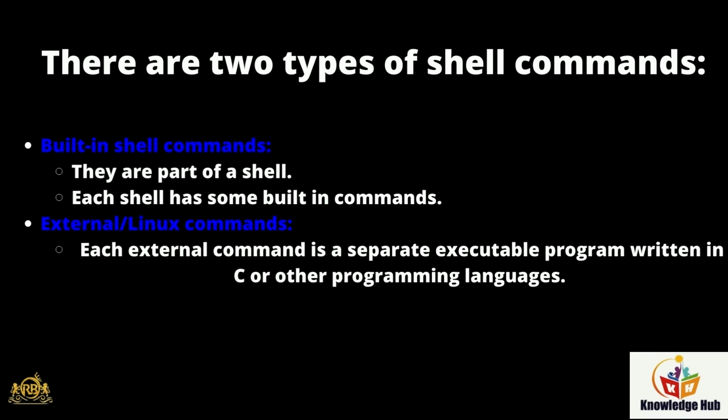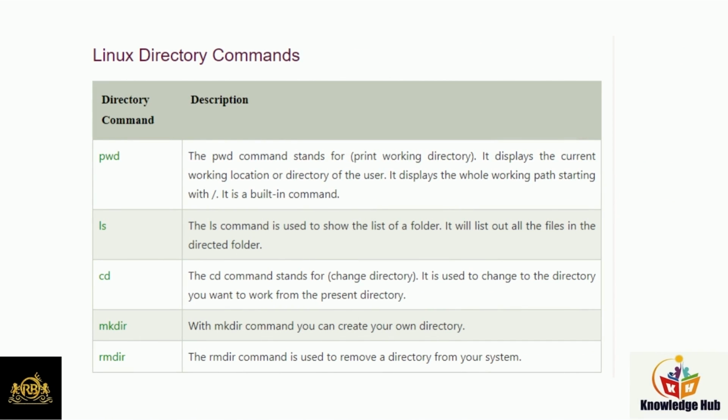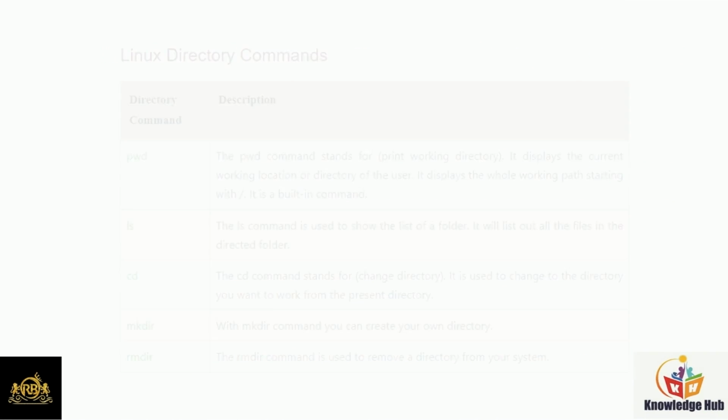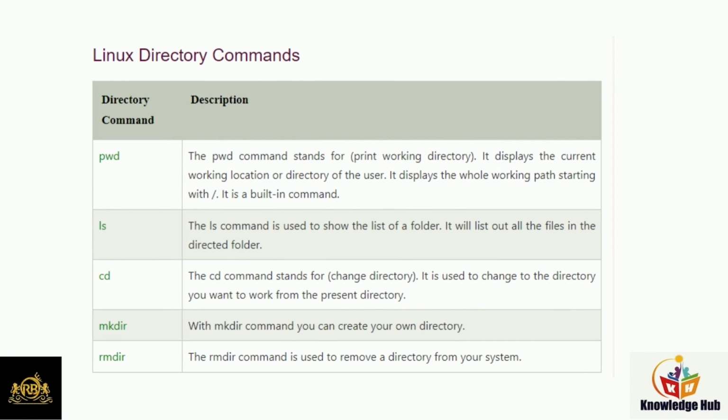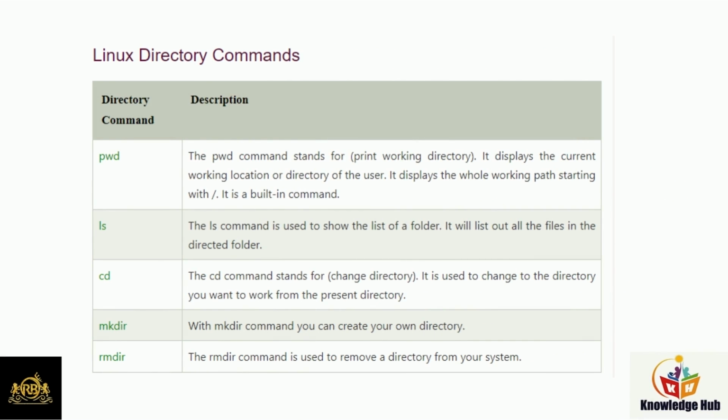Here is a list of directory commands that are used in Unix or Linux. The first one is pwd, which stands for print working directory. It is going to display the current working directory location to the user. It's going to display the whole working path starting with a slash, which is one of the built-in commands in Linux.